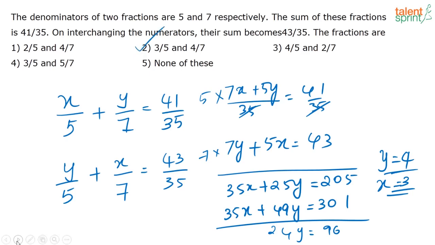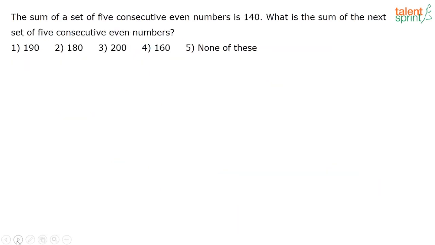So let's move on to the next question. Now, consecutive numbers. Questions on consecutive numbers are another type of question that we commonly see nowadays in the exams. So let us take this question. The sum of a set of 5 consecutive even numbers is 140. What is the sum of the next set of 5 consecutive even numbers? A lot of you have given me the answer as 190. So let's see how to solve this question.